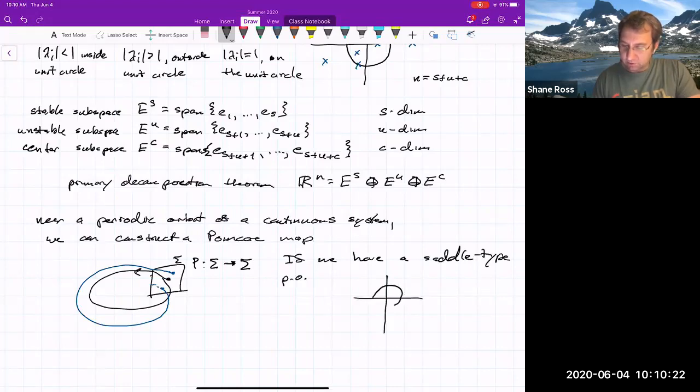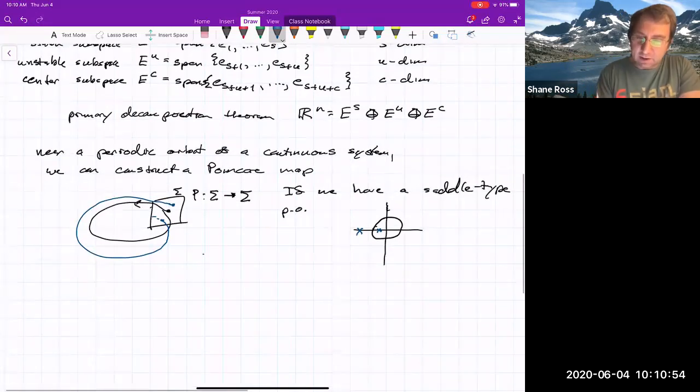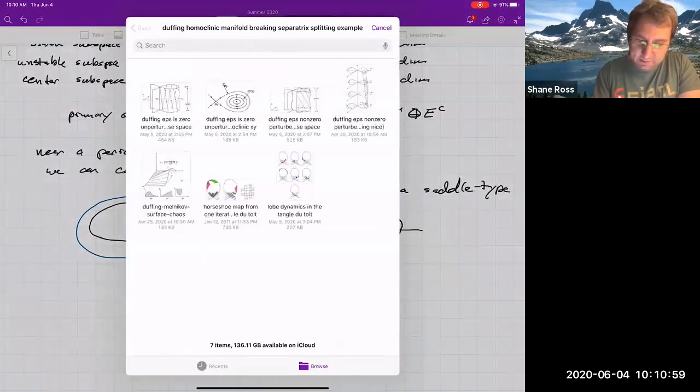Let me draw the unit circle. So this is the eigenspectrum. We could have both of the eigenvalues on the real axis and negative, but one of them is inside the unit circle, one of them is outside the unit circle. So what does this mean? Along those directions, the point will actually flip which branch of the stable and unstable subspace it's on. And I've got an image of that that I can hopefully share. Ooh, there are some nice images.